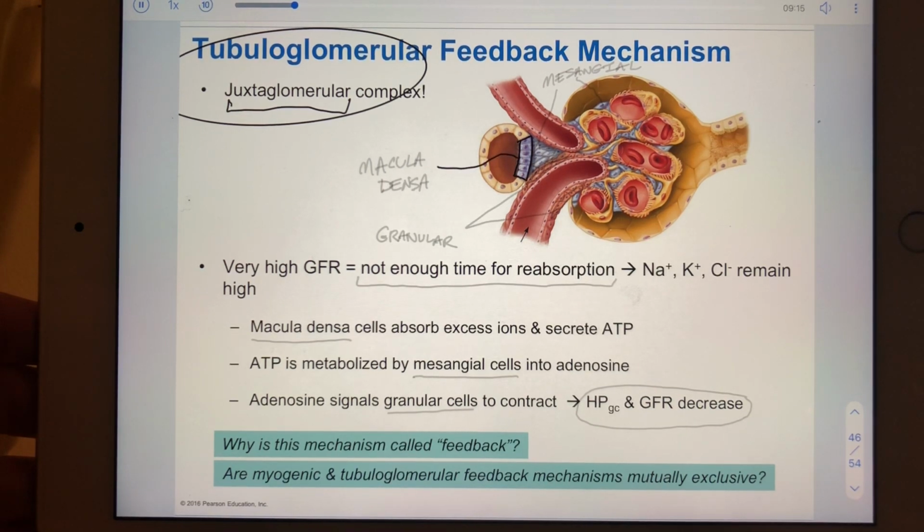Remember, in the ascending limb of the nephron loop, we have specialized cells called macula densa cells, and primarily in the afferent arteriole, we have specialized cells called granular cells. All right, and then all of these kind of lavender, not literally lavender, just color-coded cells are mesangial cells.